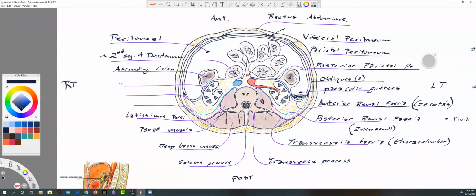So this space is smaller, but this is the anterior pararenal, with an A, renal space. I'm just going to put space over here. It looks like I didn't leave myself a lot of room. Space, space, and space. Okay. Anterior pararenal, with an A, renal space.